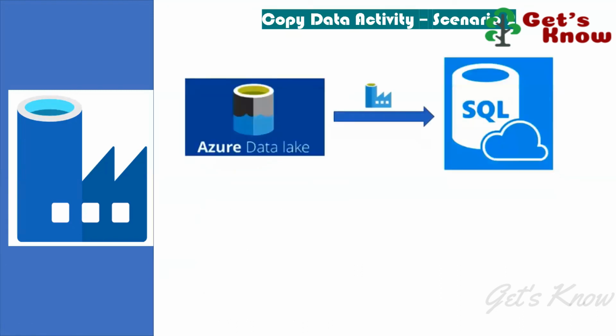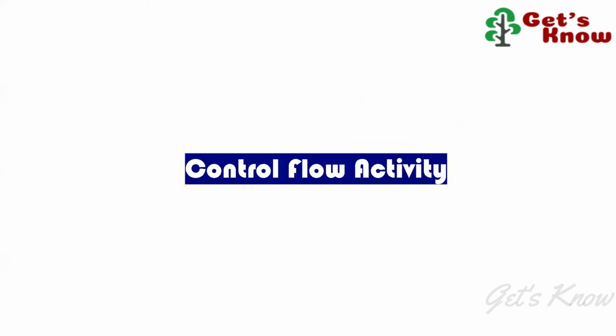Now the second scenario we are going to see is Azure to Azure, where we move the data. We have to keep the data in the Azure data lake, and from the Azure data lake, I'm going to move the data into SQL. So this is the scenario, and we can see it now. Then we can start on the control flow activity.